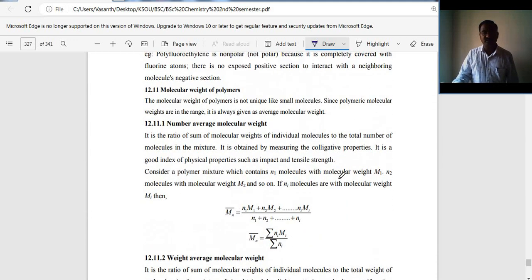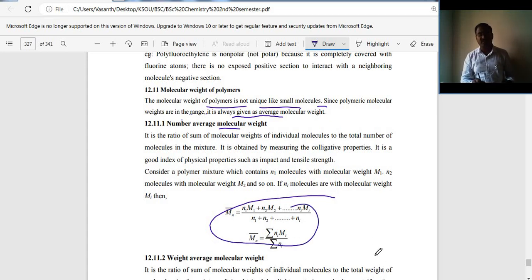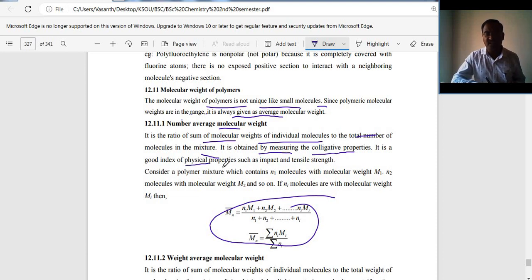Molecular weight of polymers. The molecular weight of polymers is not unique like that of small molecules, since polymeric molecular weights are in a range. It is always given as an average molecular weight. The number average molecular weight: this is the formula we use to calculate it. It is the ratio of the sum of molecular weights of individual molecules to the total number of molecules in the mixture. It is obtained by measuring a colligative property. It is a good index of physical properties such as impact and tensile strength.